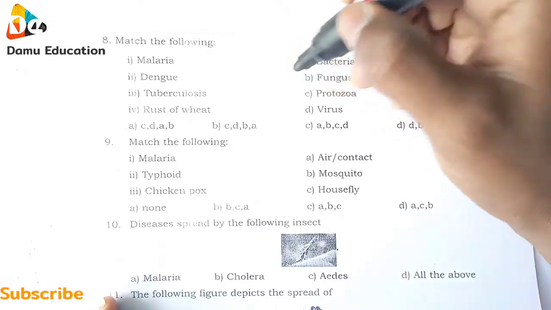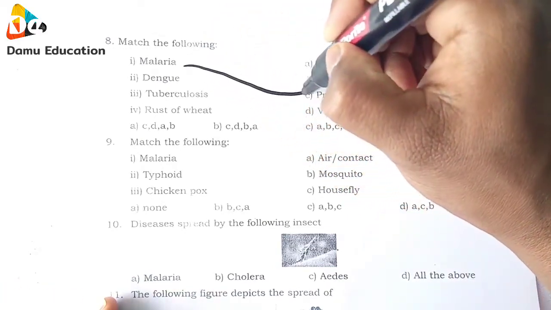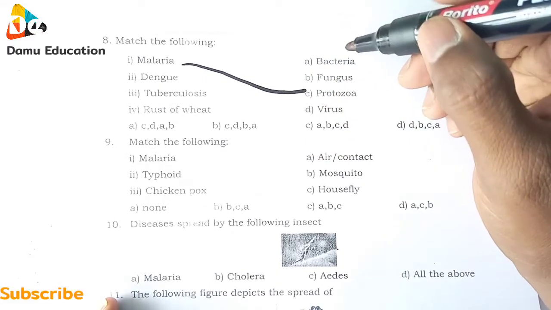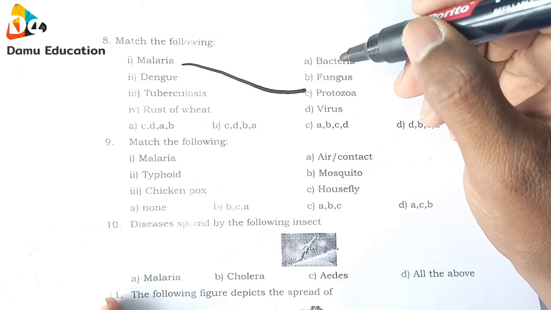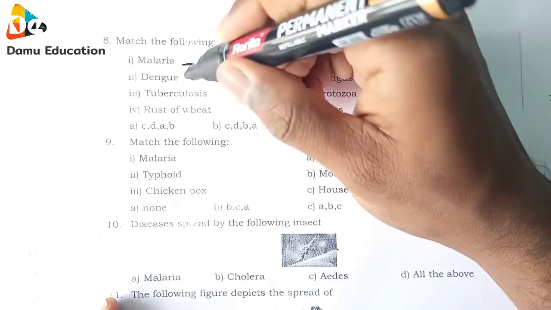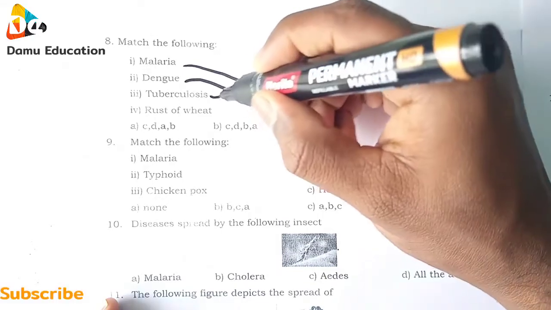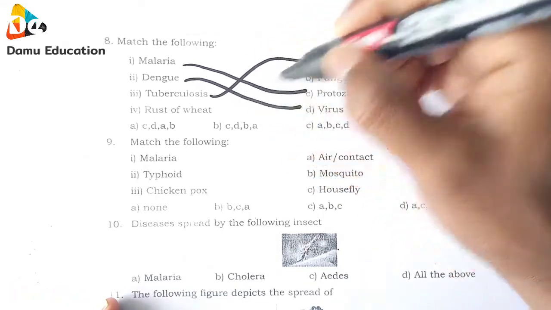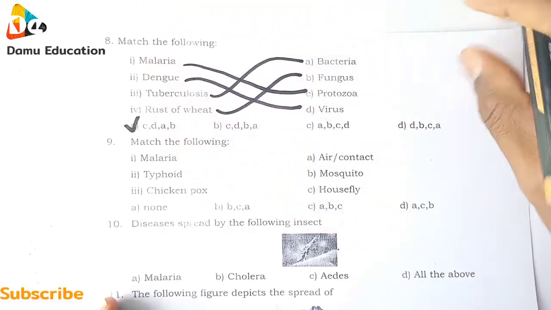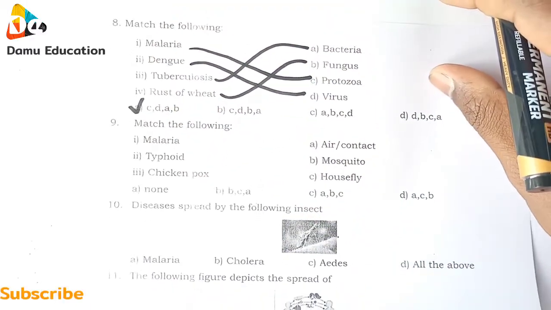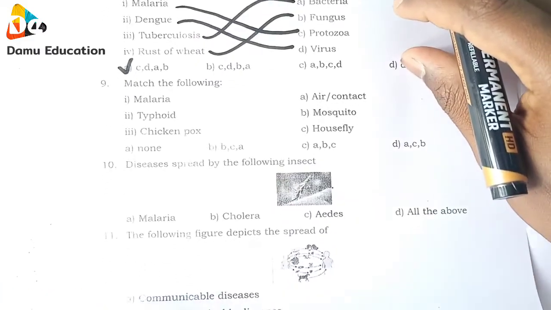So from these microorganisms, malaria is protozoa, it is animal family, spread by mosquito. Dengue is also from, what is that? D, virus. And tuberculosis from bacteria. So rust of wheat is related to fungus. That is C, D, A, B, first option you have to select. And match the following.